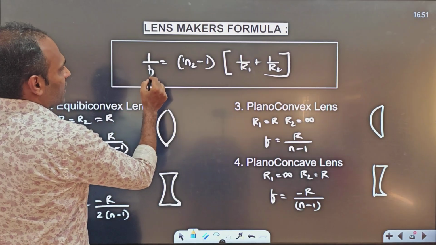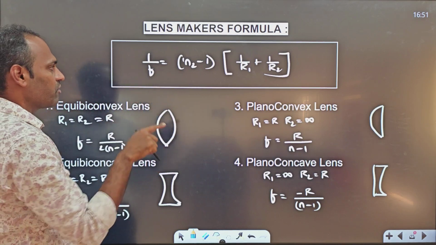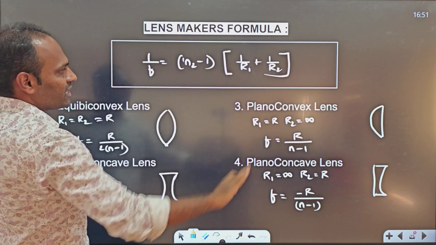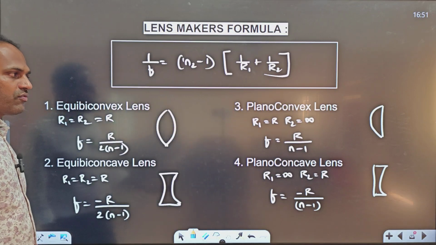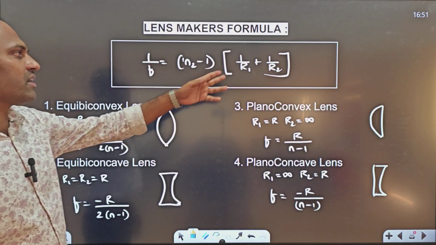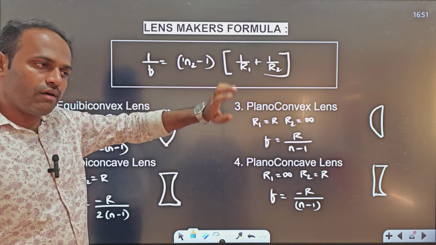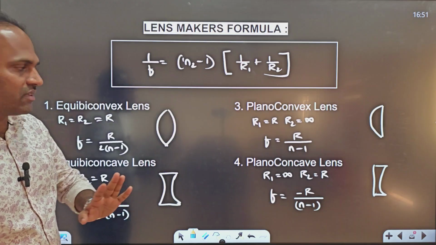While substituting the focal length, for convex lens you take the focal length positive. For concave lens, you take the focal length negative. That's it. Other than that, there is no need of applying any kind of sign convention, right? You may see minus or plus here; that is for the sake of adjustment. That means you need not apply sign convention.